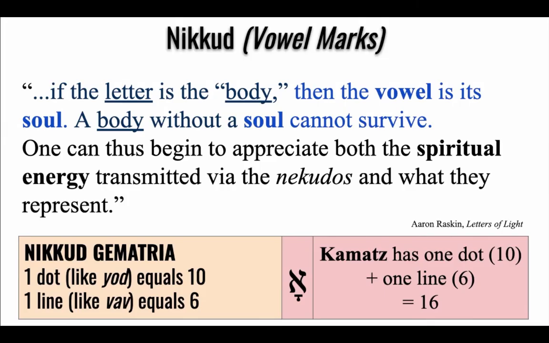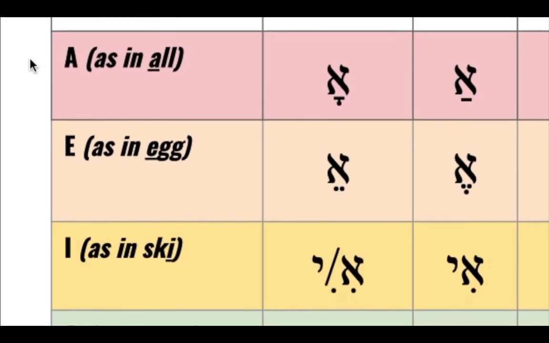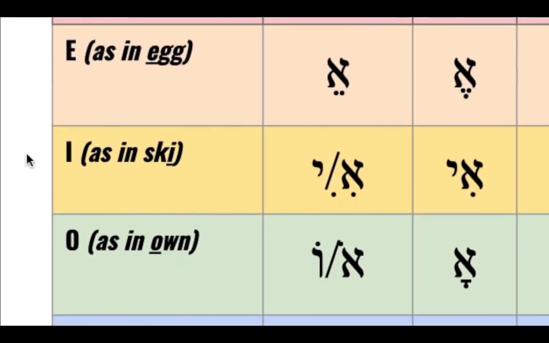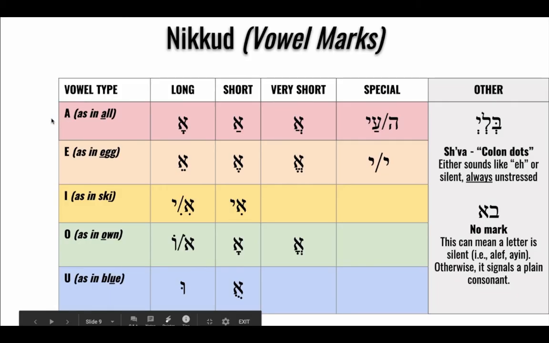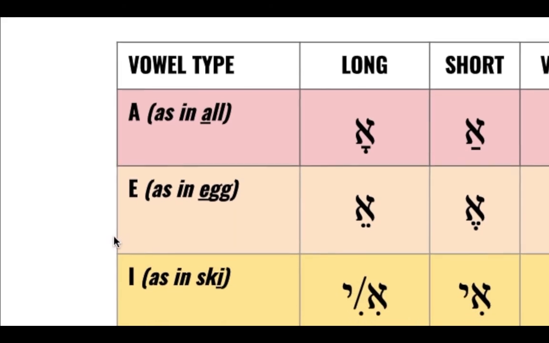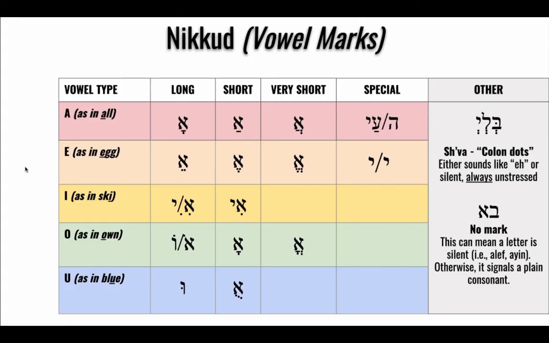And now we'll get into the different types of vowels and how they're pronounced. So the Nikkud vowel marks, there's 5 types. We have the A type, the E type, the I type, the O type, and the U type. This is more or less pronounced A, E, I, O, U. If you have studied Spanish and Italian, it's not all that unfamiliar. Let me put these in just so you have an understanding of how to remember these.